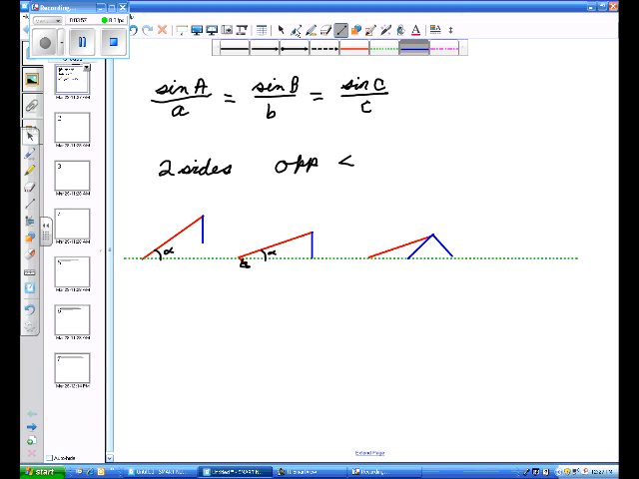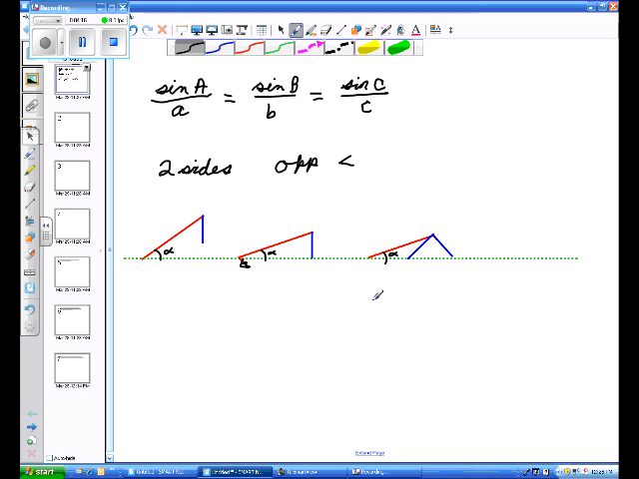Given two sides and an angle opposite one of those sides, we might not have a triangle at all. We may have a triangle, or we may end up with two triangles. And so we don't know when we start.